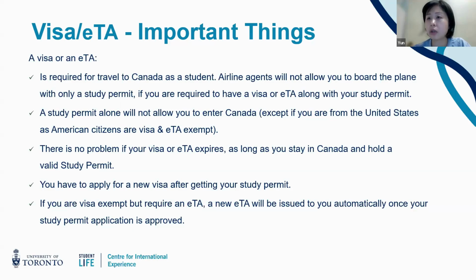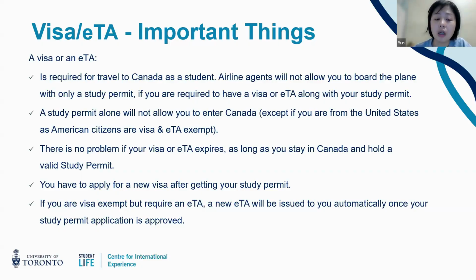Usually, it's not a big issue as long as you stay inside. But if you have any travel plans, make sure that you have a valid TRV. If you are inside Canada, you have to apply for a new visa after getting your study permit. You cannot apply for it along with your study permit.